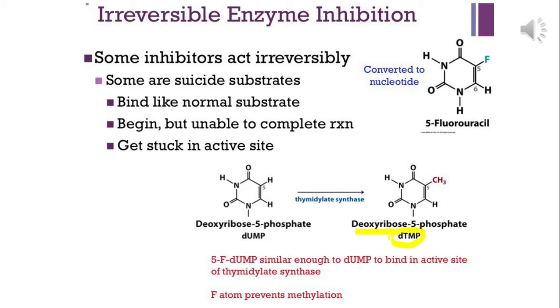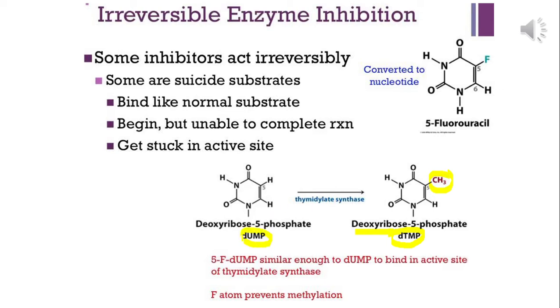Carbon number 5 is bearing a hydrogen atom. In the product, it is bearing a methyl group. That means uracil is transformed into thymine. That is the normal reaction. And what is the substrate here? The substrate is dUMP, uridine monophosphate.